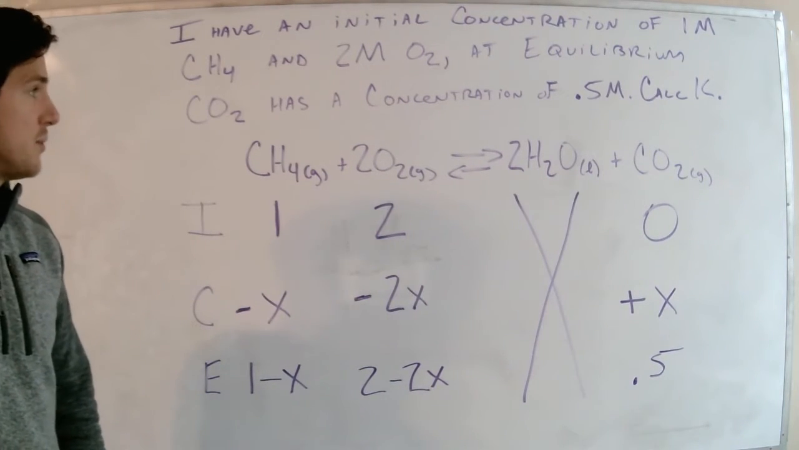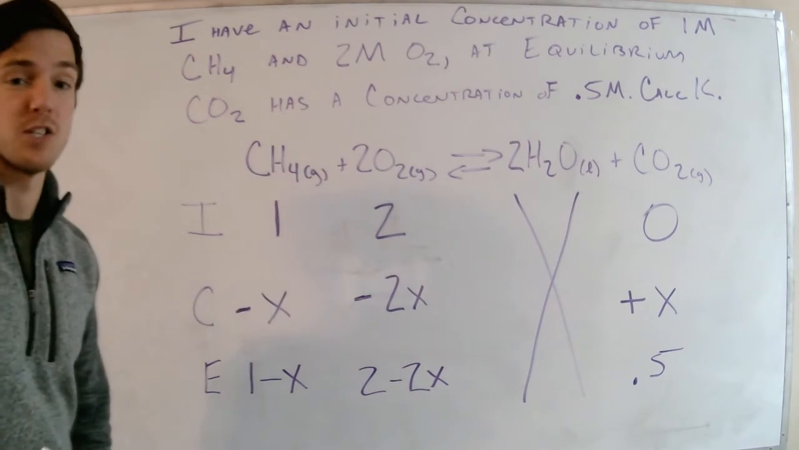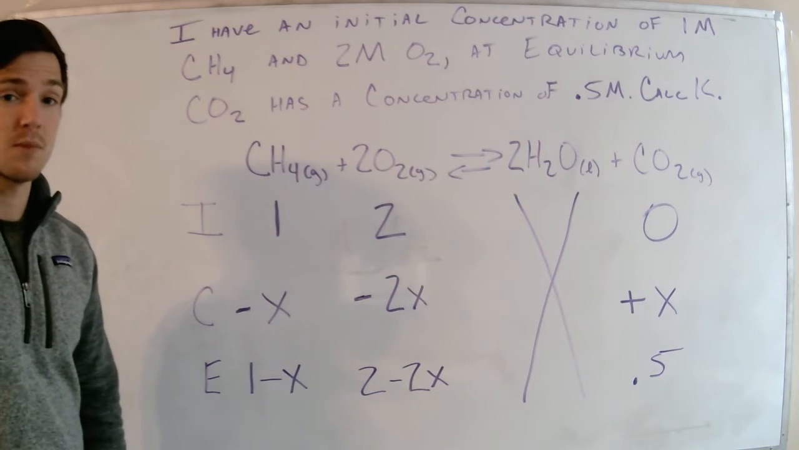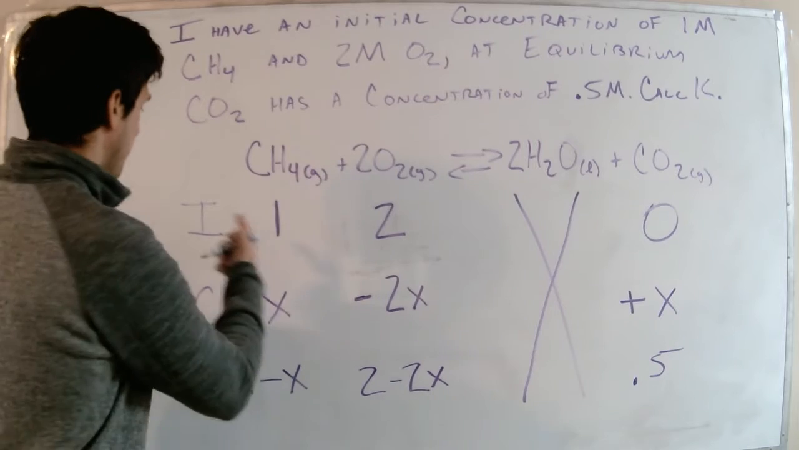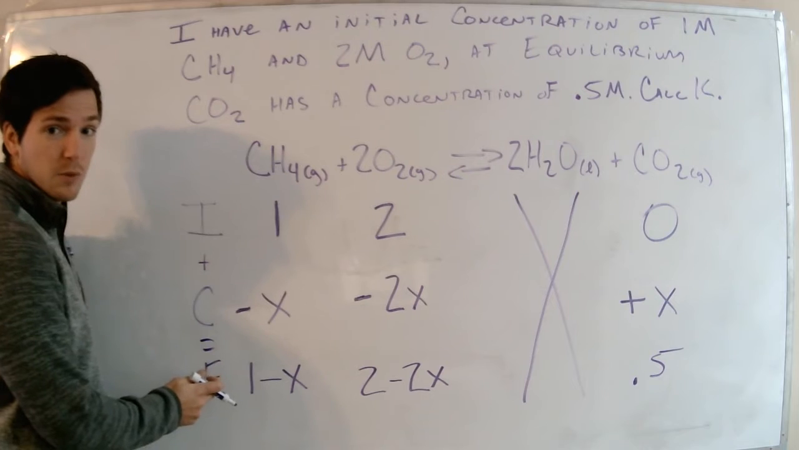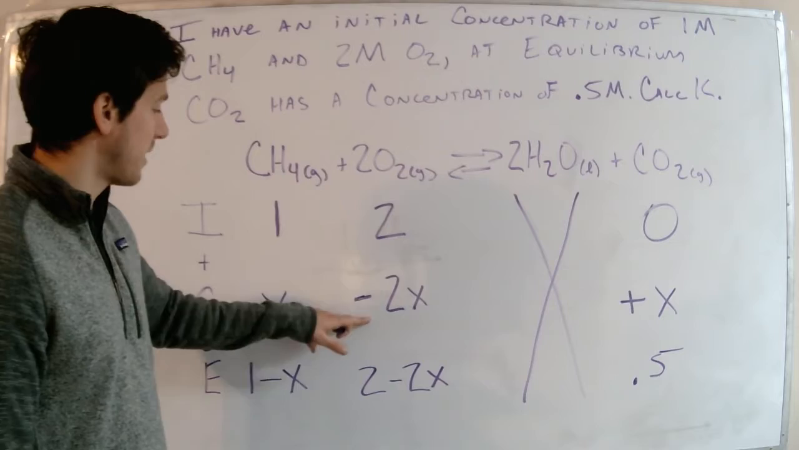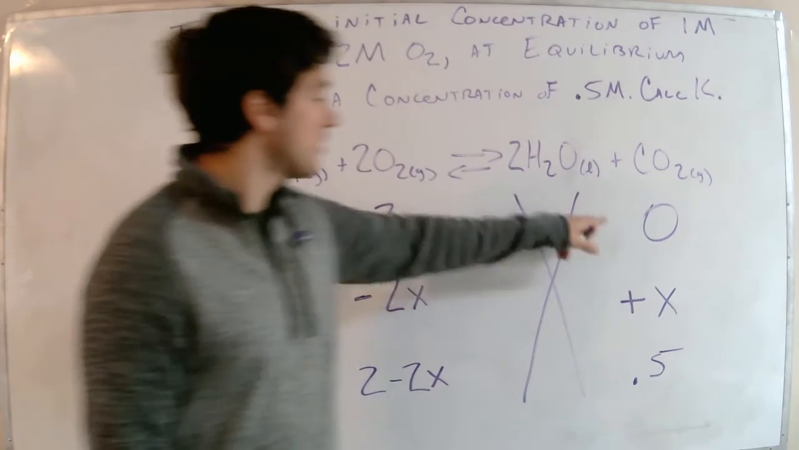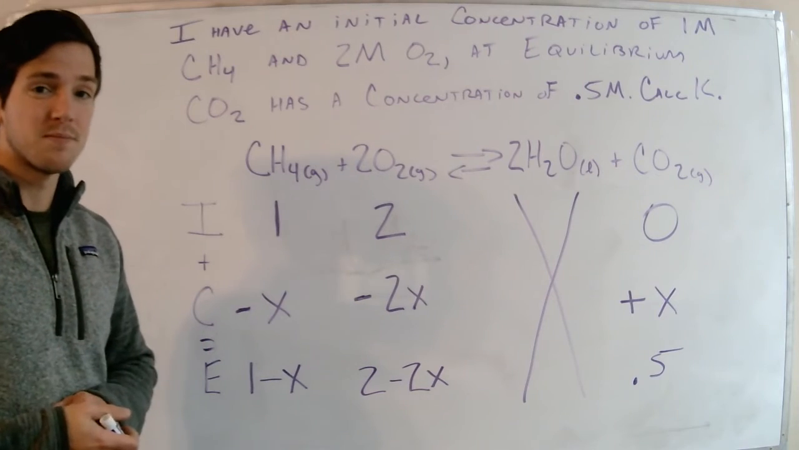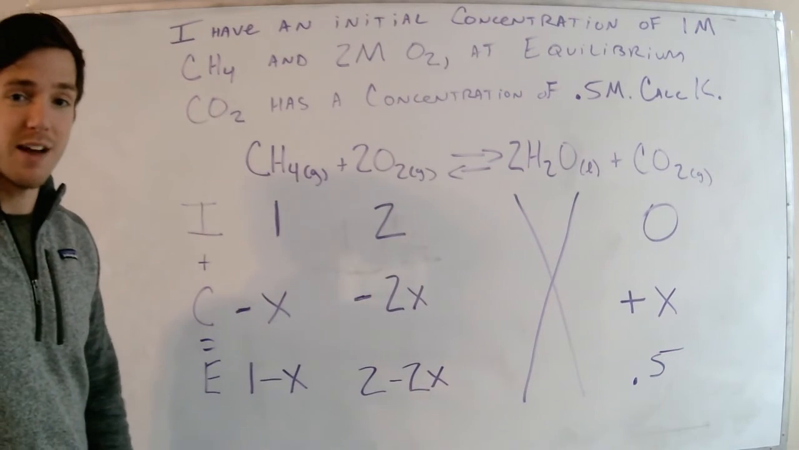And now I would say to you, okay, it's time to plug this into our equilibrium expression. But here's the thing. Do we know what x is? We should, right? Because remember that initial plus change equals equilibrium, right? 1 plus minus x equals 1 minus x. 2 plus minus 2x equals 2 minus 2x. 0 plus x equals 0.5. So what must x equal? It must equal 0.5, right? That's the only way this could have gotten to 0.5.